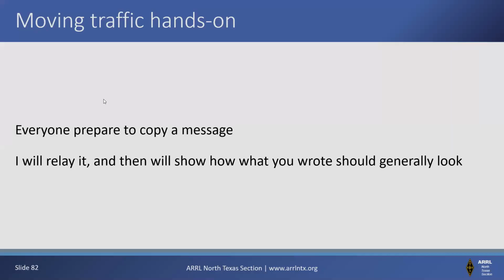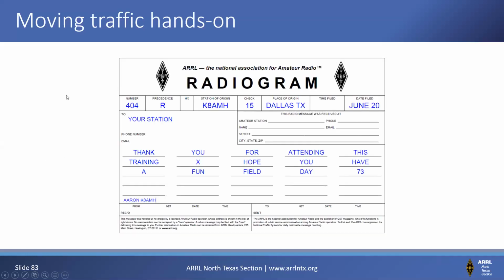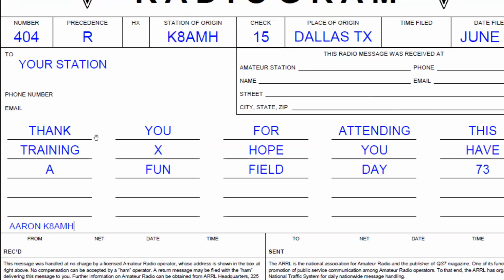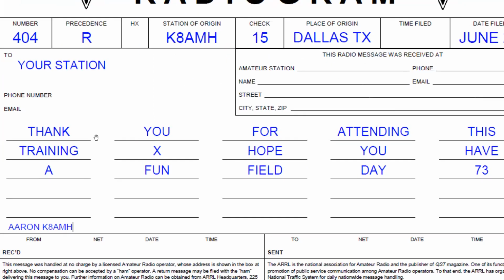Yeah, I didn't update this for this month. It's still last month. So, there it is. Number 404 routine, K8AMH 15 Dallas, Texas. And back then it was June, so yours will say July. And I do this all the time. I always spell out June or July, even though it should only be the 3 letters. But then thank you for attending this training, initial x-ray. Hope you have a fun field day. Figure 7-3, there's where I signed it.